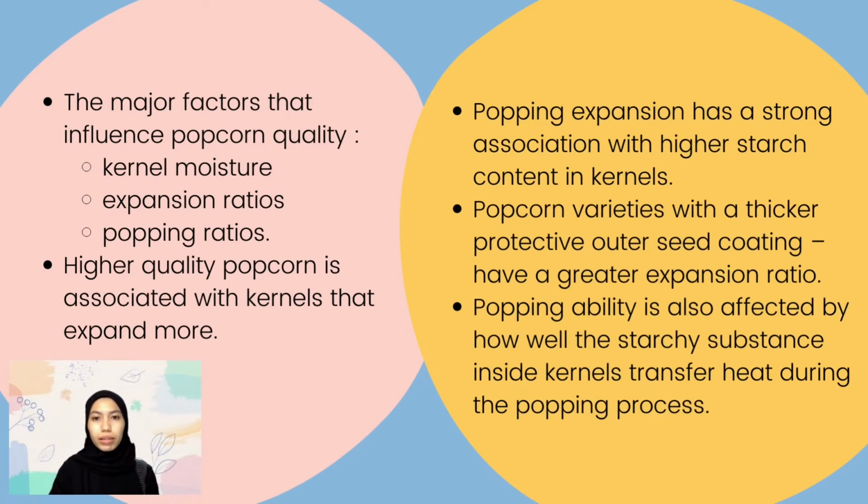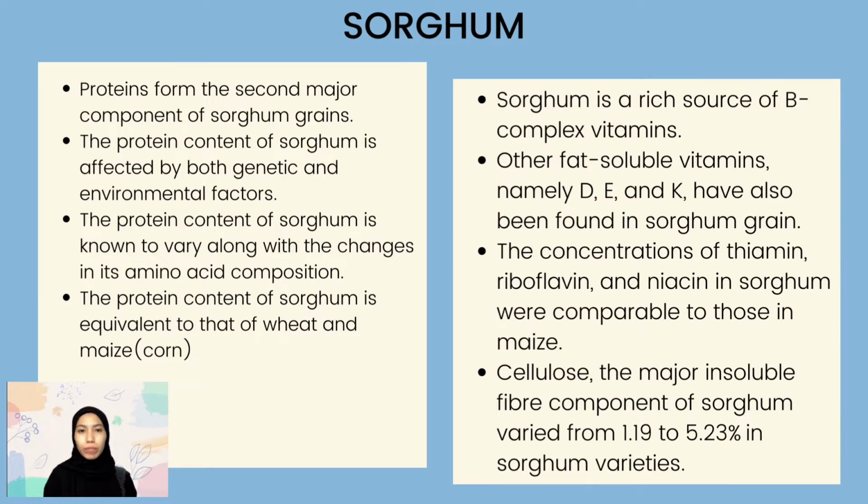When the heat is so high, the hard grain bursts. There are a few major factors that influence popcorn quality, which are kernel moisture, expansion ratio, and popping ratio. Higher quality popcorn is associated with kernels that expand more. I found how a popcorn kernel expands. First, popping expansion has a strong association with higher starch content in the kernel. Next, popcorn varieties with a thicker protective outer seed coating have a greater expansion ratio. And lastly, popping ability is also affected by how well the starchy substance inside the kernel transfers heat during the popping process. Let's get back to our topic of using sorghum to make popcorn.